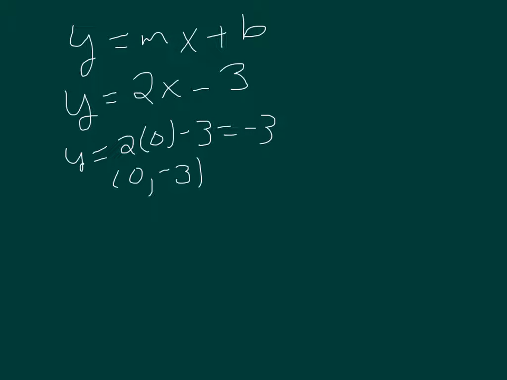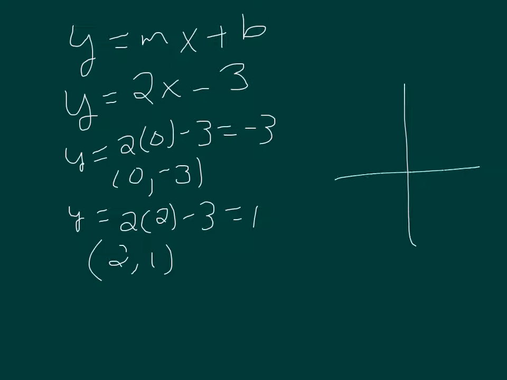And we also know, in this case, if I plug in x equals 2, y is equal to 2 times 2 minus 3, which is 1. We know that the point (2, 1) is on this line. Okay. So if we look at our graph, I have to go over, down 3, and there's a point here. I have to go over 2 and up 1. There's a point here, and then you just connect the dots. Okay.